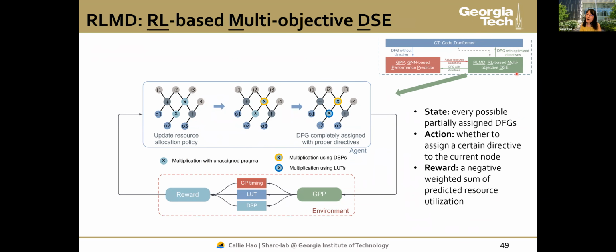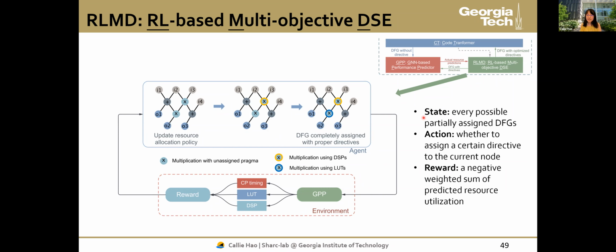Now we move to the second part, and take a look at this RL engine. This is the overall overview of this RL engine. For this RL agent, the input is an unassigned data flow graph, and it will step by step, or we say node by node, assign the pragma to each individual node, until the DFG is completely assigned with proper directives.